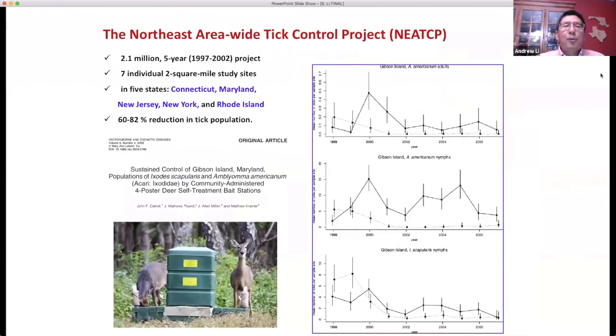So USDA ran a 5-year Northeast tick control project from 1997 to 2002, basically to test and validate the utility of the four-poster. The study was done in 5 states: Connecticut, Maryland, New Jersey, New York, and Rhode Island. The results were published in a journal special issue in 2009. Next slide, please.